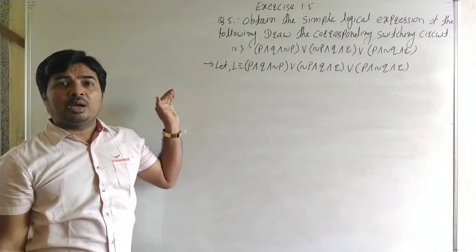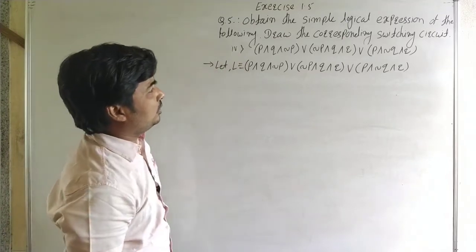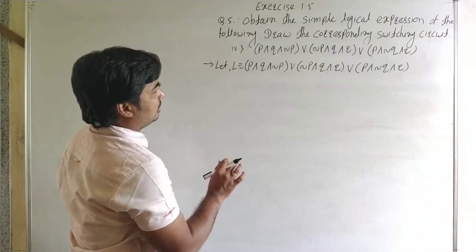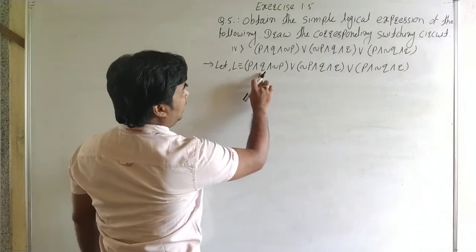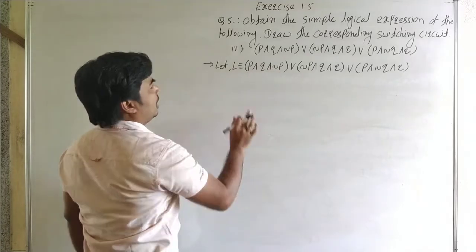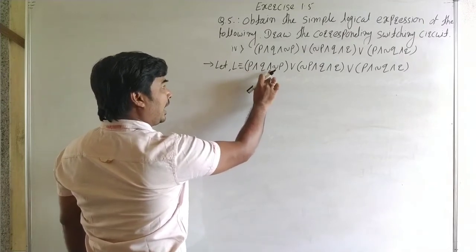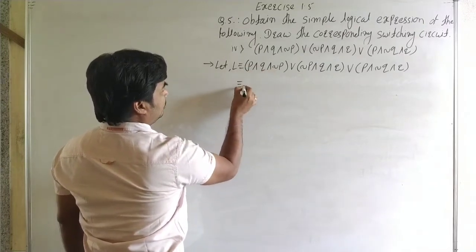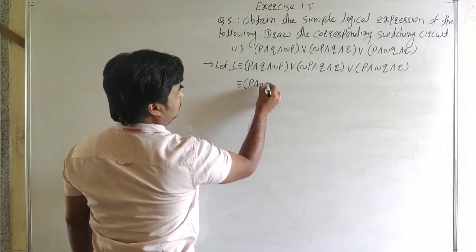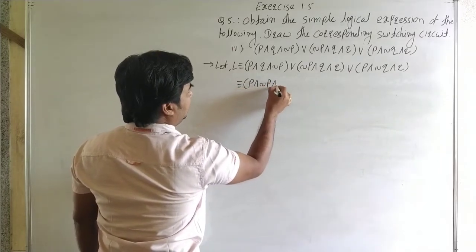Now first we apply the algebra of statements on this expression. See carefully. First we take P common here. Now first we solve this bracket: P and Q and negation P. So we can write here P and negation P, and Q.